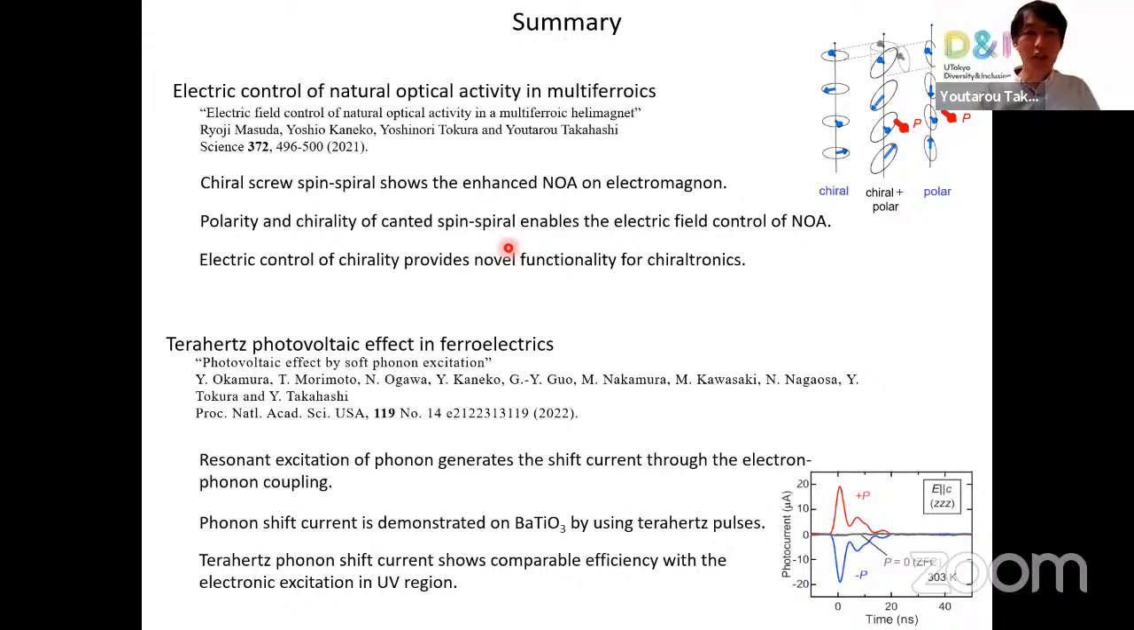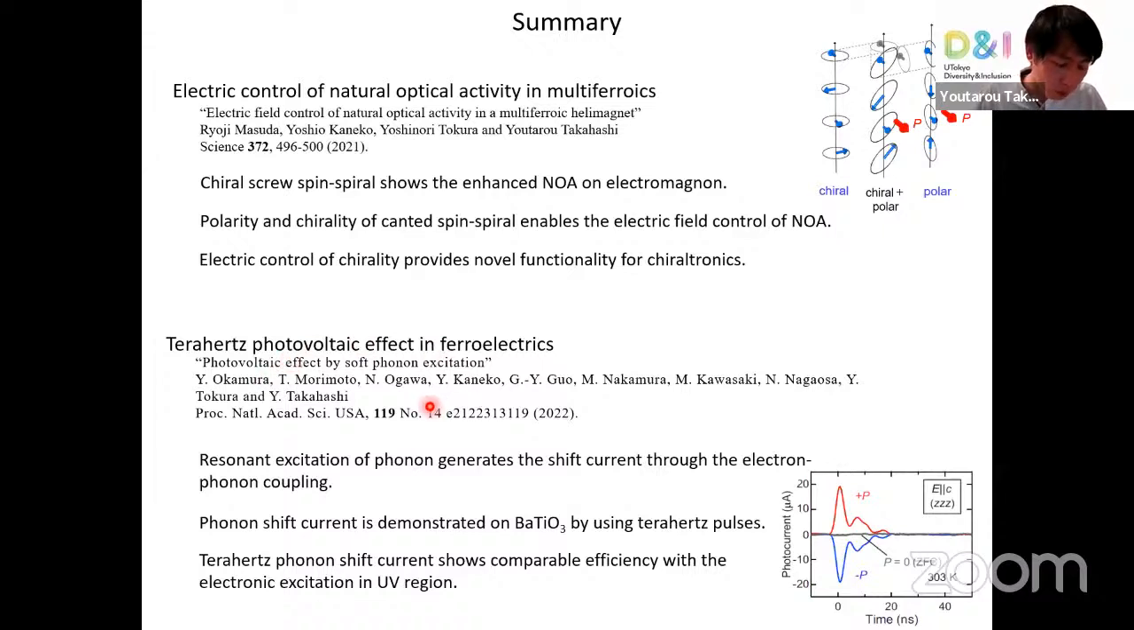Yes. Okay. In the case of the electrical control of the natural optical activity, we can make the room temperature multiferroic. By using these materials, we can use this phenomenon to control the terahertz light. The problem is the terahertz technology is still a developing field, so there are few commercial applications. But I think we can use the response of the spin spiral state for potential applications.